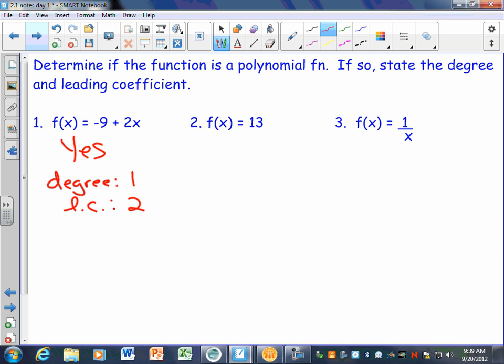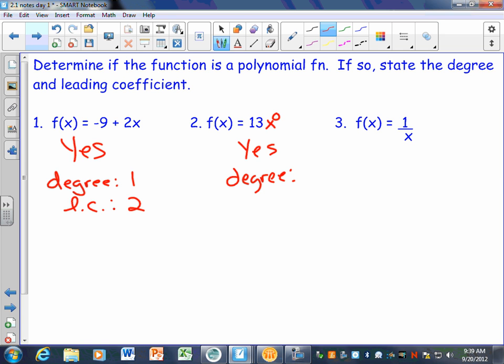What about this one? 13. Is that a polynomial? There's no negative exponents. There's no exponents to weird powers there. We could think about, if I wanted to put an x in this, what would the power be on that? Because x to the 0 is just 1, and so that's just a straight line. It is a polynomial function. We don't think about it being a polynomial function because it's just a number, but it really is. I wanted to throw that one in there because sometimes people get tricked by it.